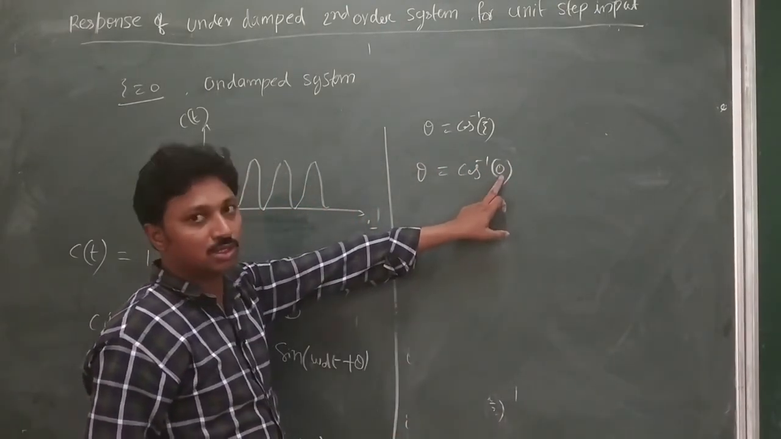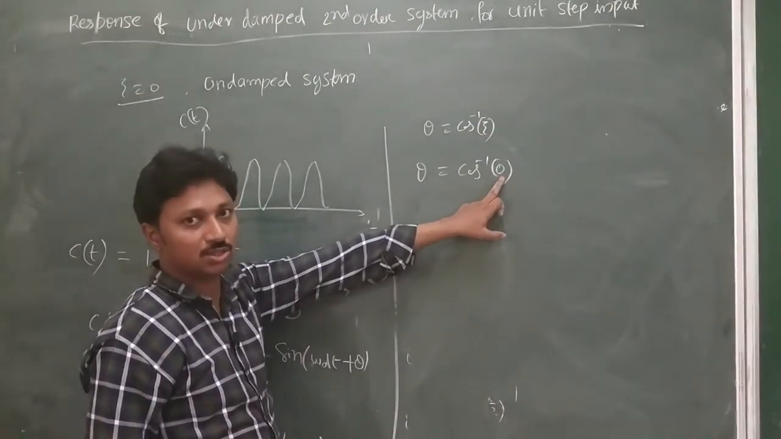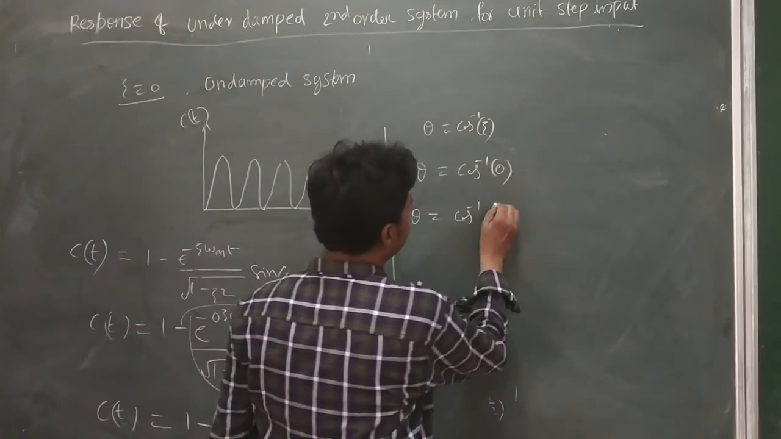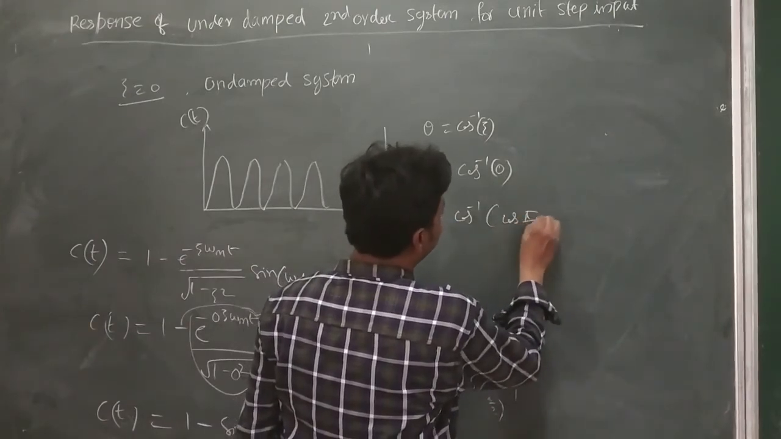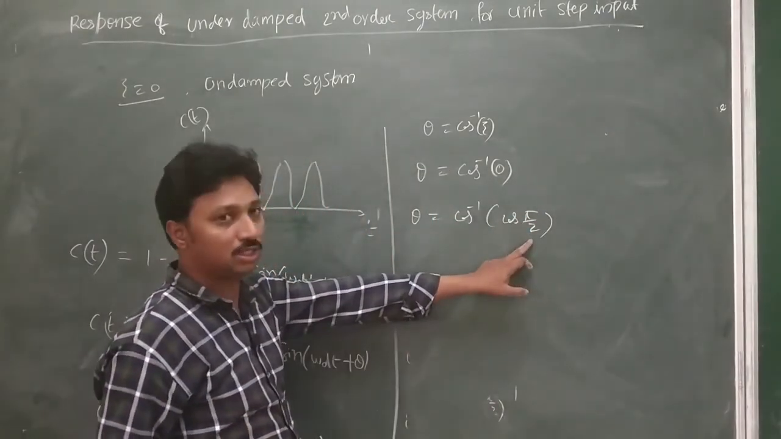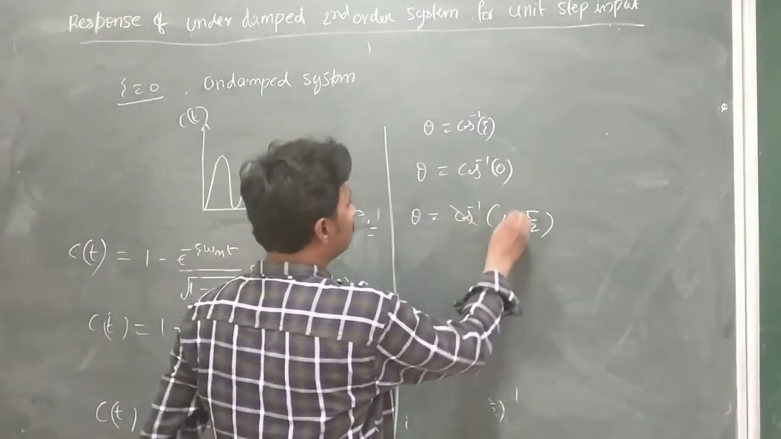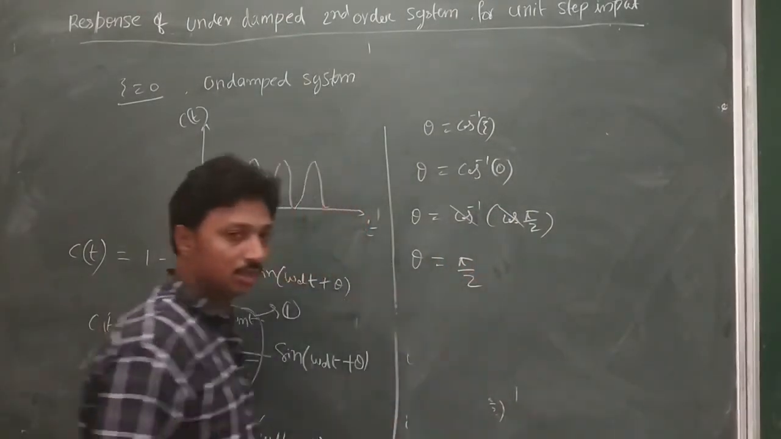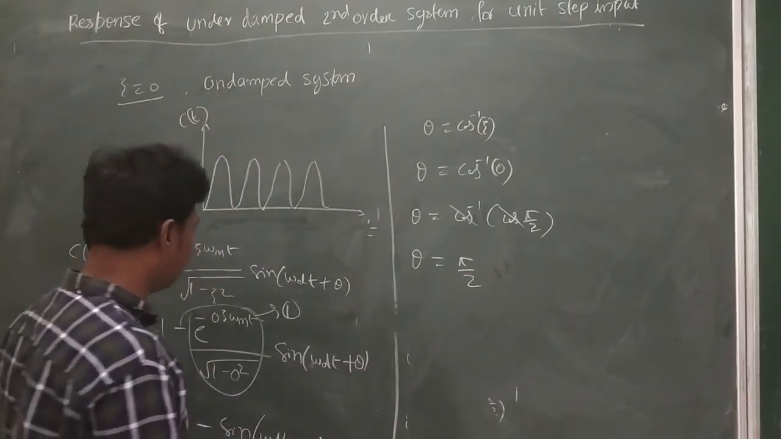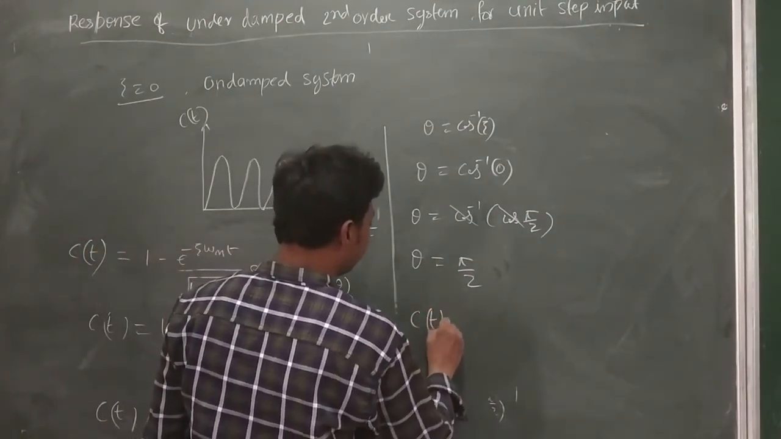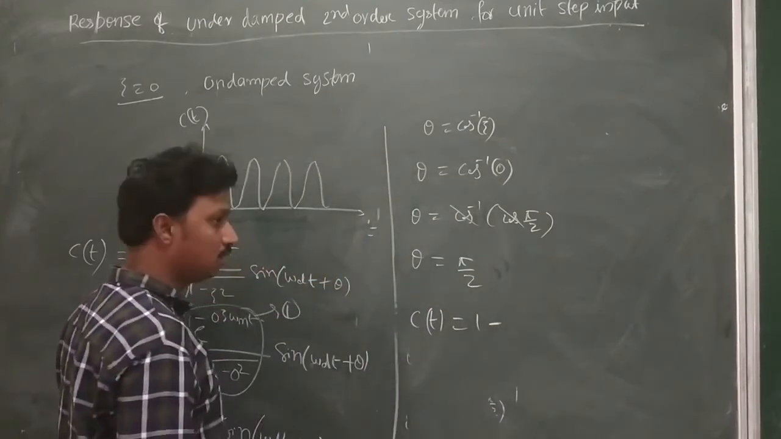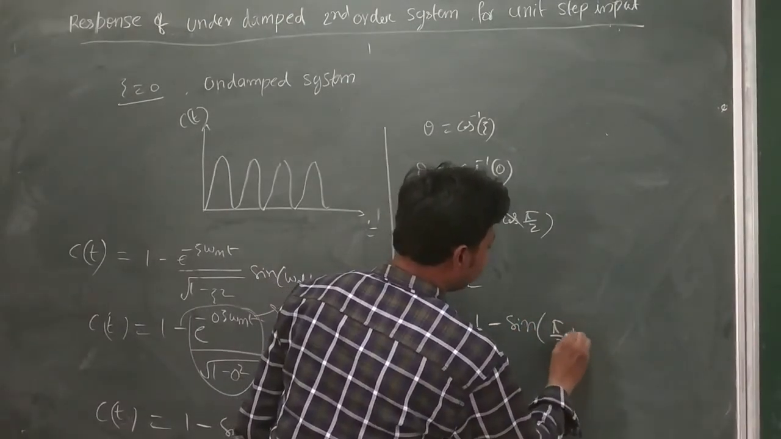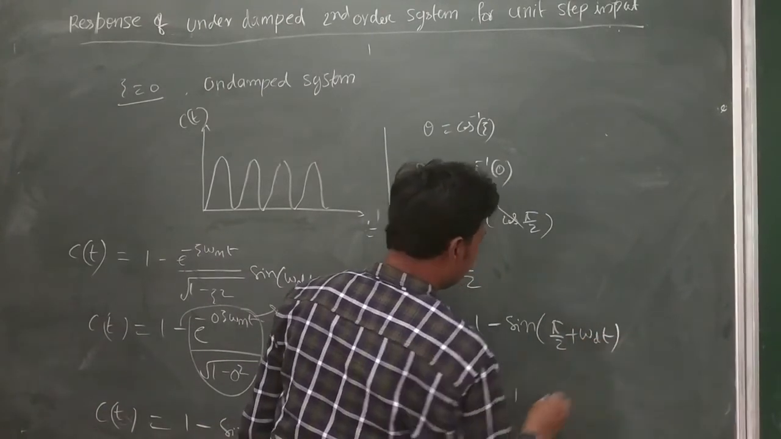Okay. So what is cos 90? Cos pi by 2 is equal to 0. So cos inverse of cos pi by 2 is equal to 0. Cos 90 is equal to 0. So here cos and cos inverse get cancelled. You get theta is equal to pi by 2. Theta is equal to pi by 2. You substitute here. When you substitute here, c of t is equal to 1 minus sin of pi by 2 plus omega d t, right?